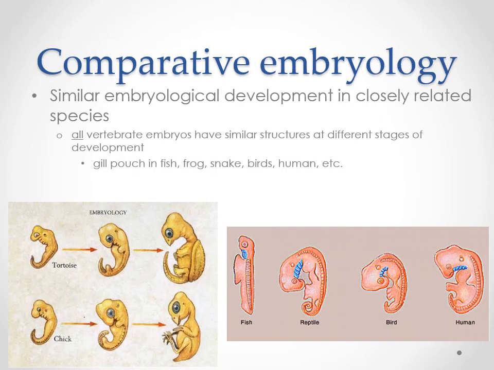Comparative embryology, these are similar embryological developments in closely related species. All vertebrate embryos have similar structures at different stages of development. Gill pouches in fish, frogs, snakes, birds, and humans. And then they eventually turn into what they need to turn into.